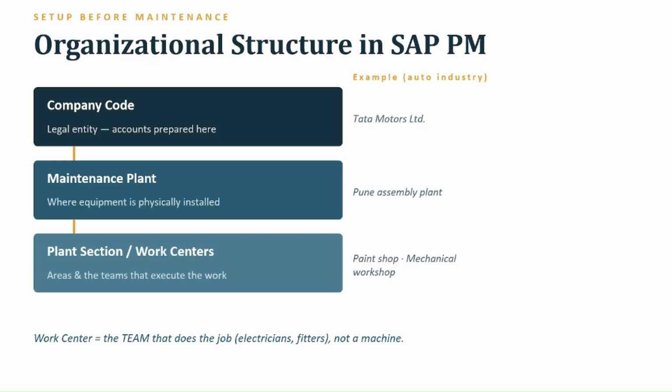Second is plant. Plant is a maintenance plant, the plant where the machines or equipment are physically installed. Third is plant section. The plant is divided into multiple sections, as per the production requirement and the maintenance requirement, with multiple sections and multiple floors. So these are the plant.